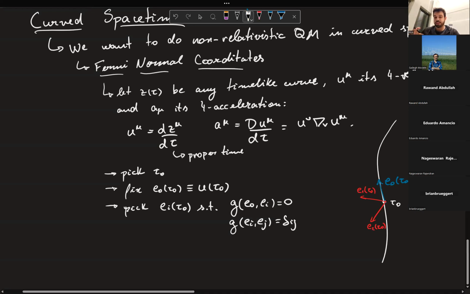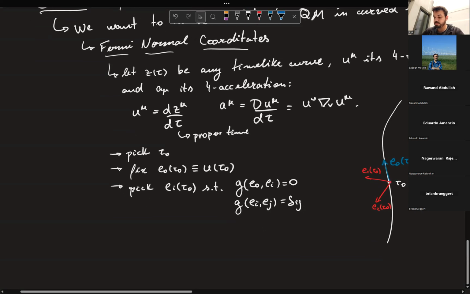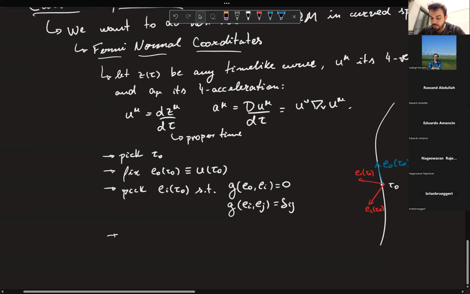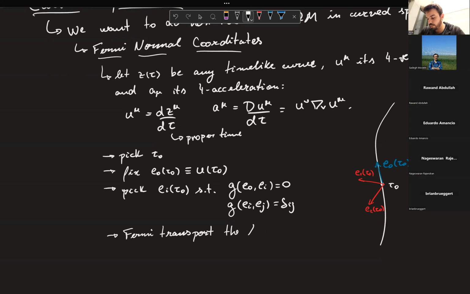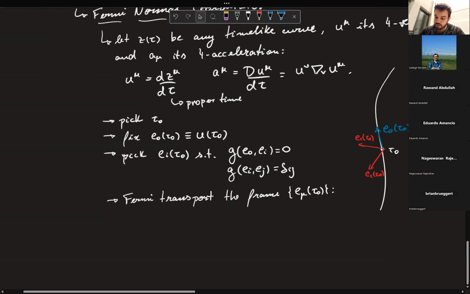Now the third step is to extend this frame to the whole curve. And we do this by Fermi transporting the frame E mu of tau 0. The Fermi transport is where you basically solve this differential equation here.